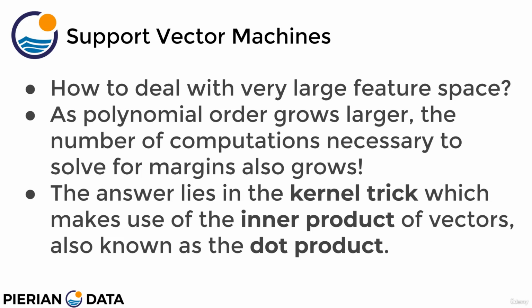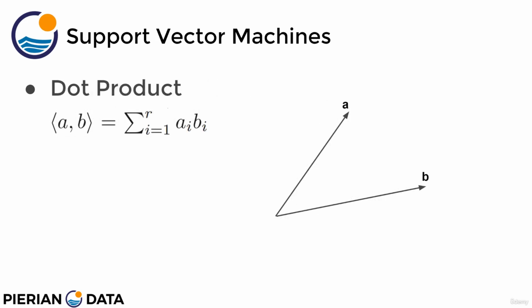The answer to deal with this lies in the kernel trick, which makes use of the inner product of vectors. This is also known as the dot product. Before we show you how we can actually use the kernel trick with our support vector machine calculation, let's quickly review what a dot product or inner product actually represents. So here we're going to simplify a dot product to just be between two vectors. And recall that vectors can be more than just two dimensions, as shown here. It can be many, many dimensions. But for simplicity, we're just going to use this in a two-dimensional space.